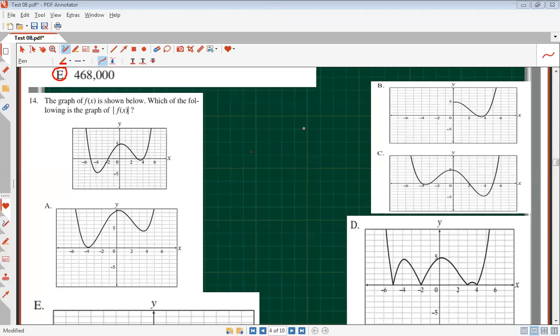Question number 14. The graph of F(s) is shown below. Which of the following is the graph of the absolute value of F(s)? Absolute value of anything will be greater than or equal to 0. That means any part of the graph of absolute value of F(s) must be above the axis.